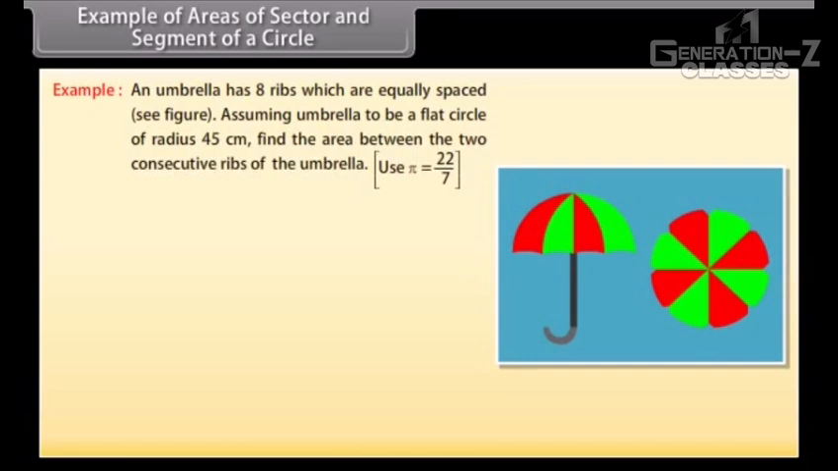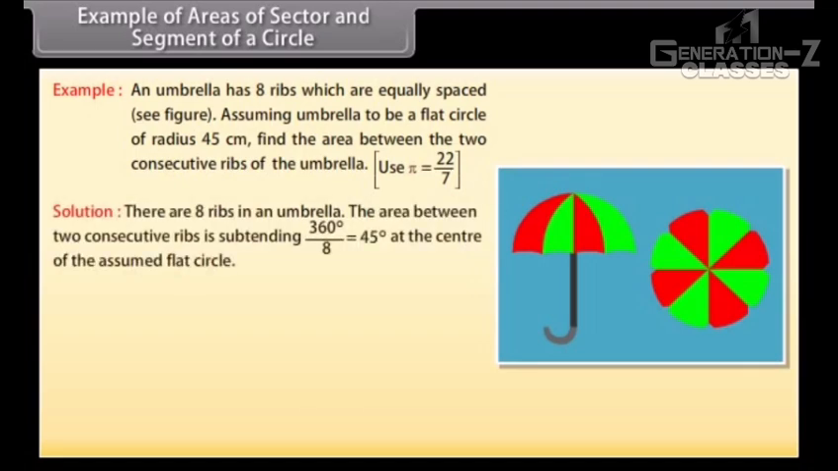Example. An umbrella has 8 ribs which are equally spaced. See figure. Assuming umbrella to be a flat circle of radius 45 cm, find the area between the 2 consecutive ribs of the umbrella. Use pi as 22 upon 7.